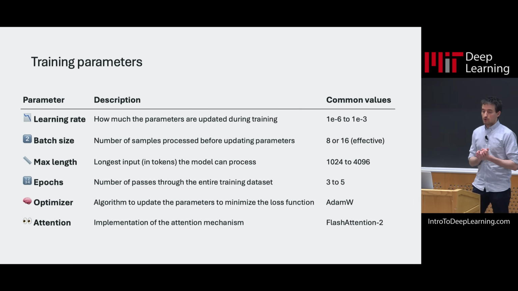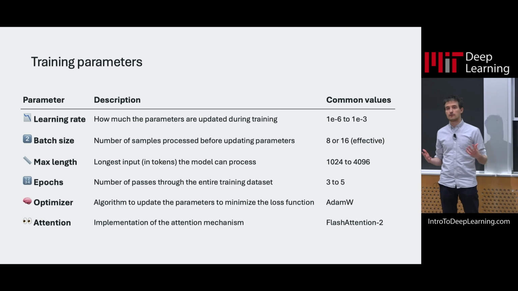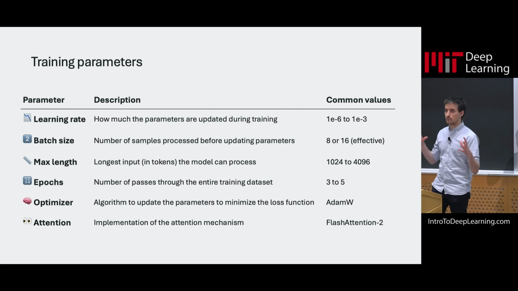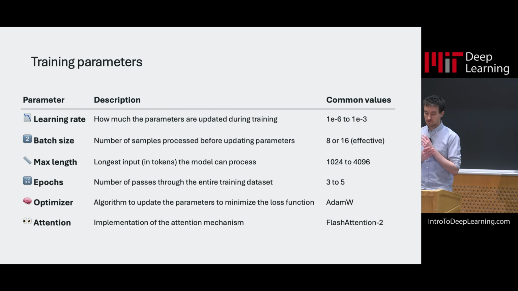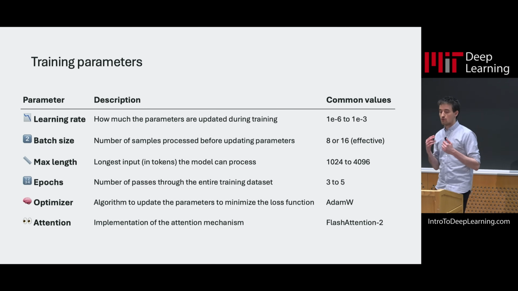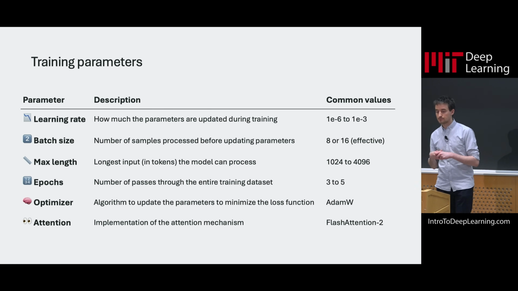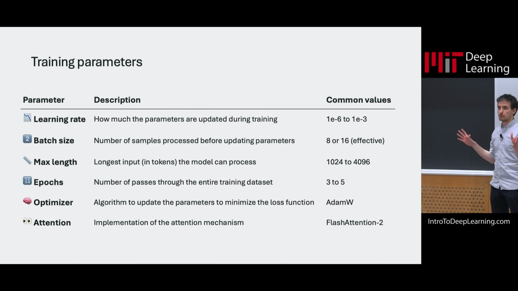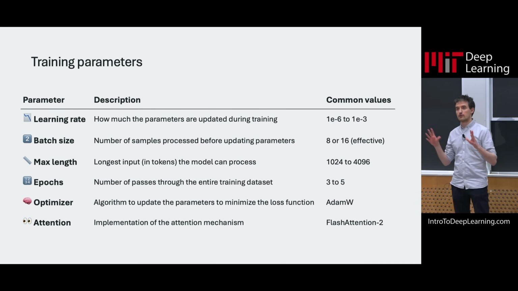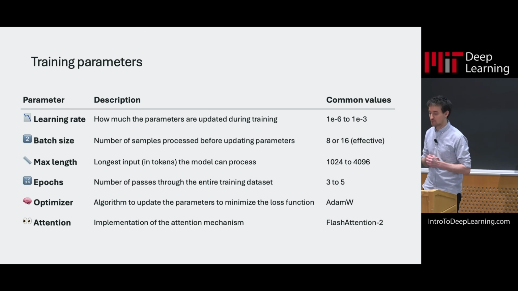After that, we have epochs. Epochs correspond to the number of passes through the entire training dataset. This is quite easy to do. It's probably between 3 and 5, and you can monitor that. We're going to see how to monitor the experiments afterwards. And the two final ones are also very, very easy to select. The optimizer, so it's the algorithm to update the parameters, and I would just recommend AdamW. You can explore a bit more, but AdamW is really good. So this is a very strong baseline.